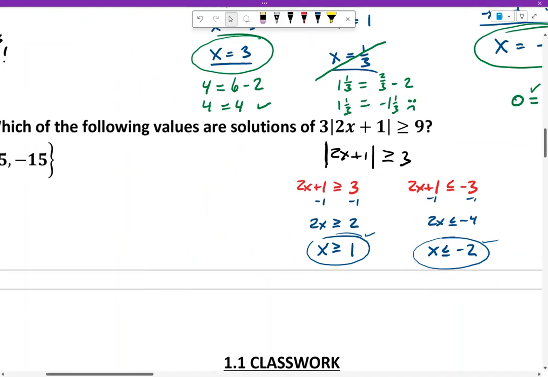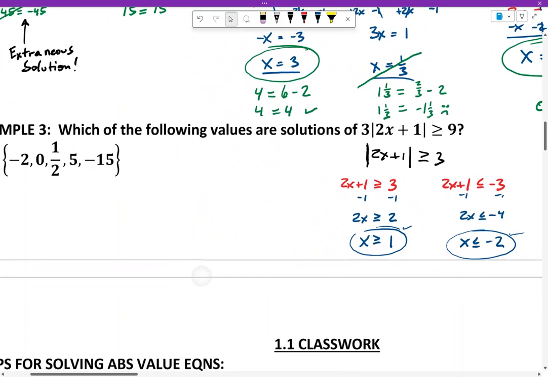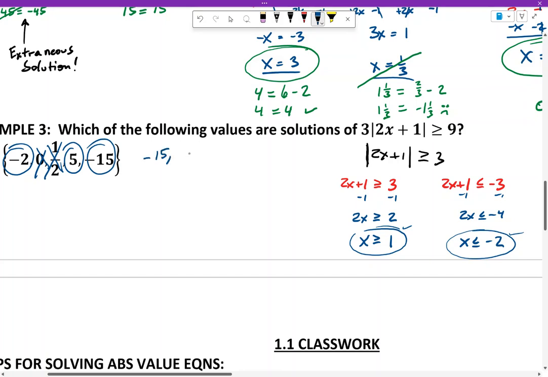Now let's check our solutions on this side. We need these numbers to be either greater than or equal to 1, or less than or equal to negative 2. Well, negative 2 is less than or equal to negative 2. 0 does not work. 1/2 does not work. 5 is greater than or equal to 1. And negative 15 is less than or equal to negative 2. So my answers that work are negative 15, negative 2, and 5.